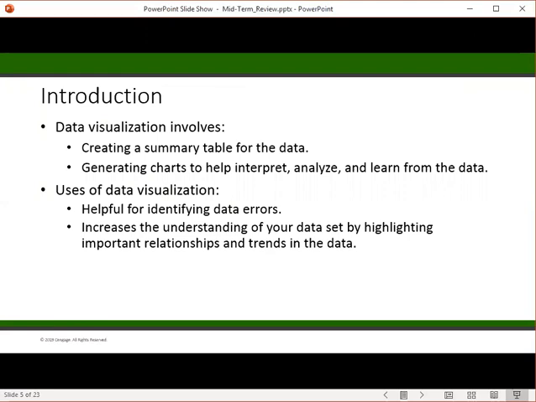We've stressed that one of the most important things we can do when analyzing data is start with a data visualization. And that involves either creating a summary table or generating charts to help analyze and interpret the data and learn from it. Data visualization is helpful for understanding our data set, highlighting important relationships and trends, and also for identifying data errors.